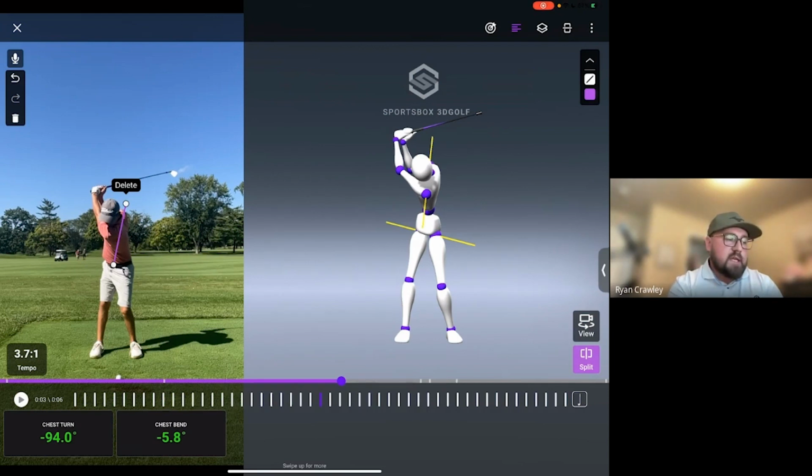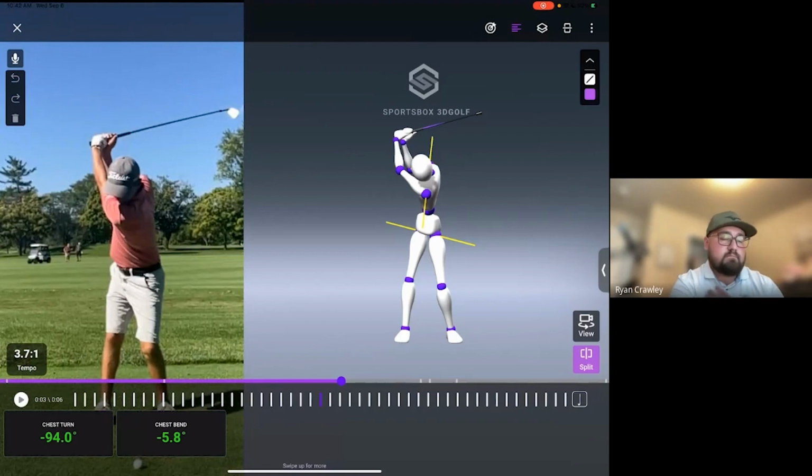So when you look at Nick's golf swing, he has 6 degrees of that negative chest bend. When we look at it from a 2D perspective, myself at least never really was able to see it. I always figured that his chest bend was probably close to 0, maybe a touch of forward bend, just looking at this. But in reality, we can see he has 6 degrees of that backward bend.